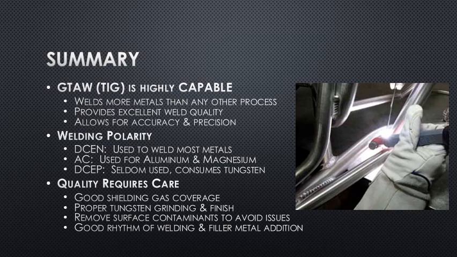Remember that quality TIG welding results require care. You have to have good shielding gas coverage. You have to properly prepare your tungsten and have excellent grinding techniques. You have to remove surface contaminants to avoid issues like porosity. And you have to have good rhythm that combines your welding travel speed and your filler metal additions so that you get consistent results. Like I say, we talked about a lot of information in this discussion, but you really have all the information you need now to get started TIG welding and go from there.